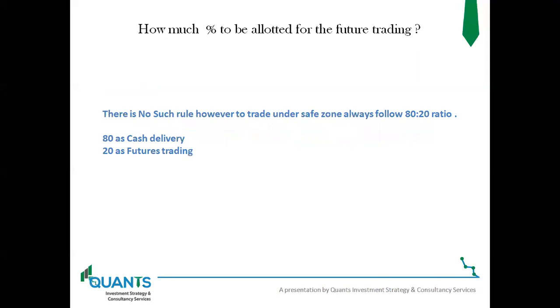Next question: how much percentage should be allotted for futures trading? There is no such rule. However, to trade in a safe zone, always follow the 80:20 ratio, assuming 80 as cash delivery and 20 as futures trading. If you have 1 lakh rupees, you should allot only 20,000 rupees for futures trading, right?